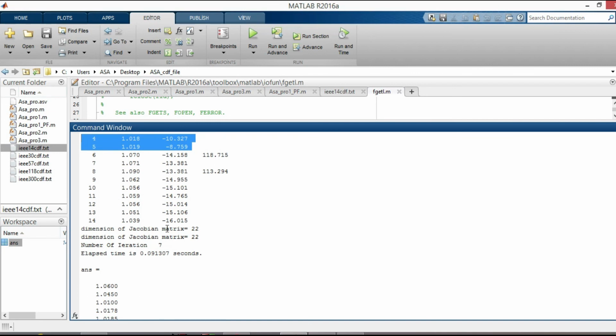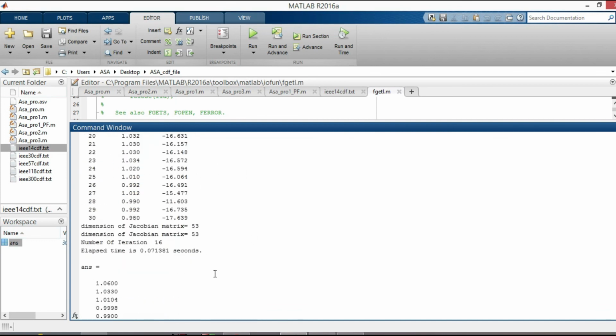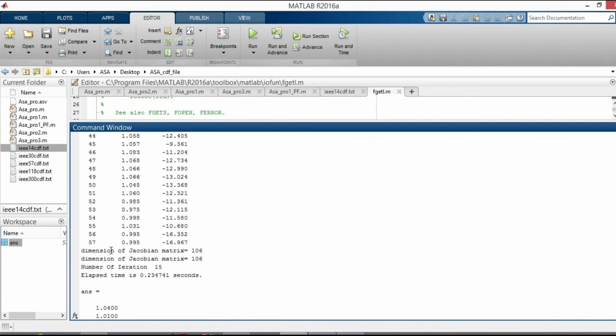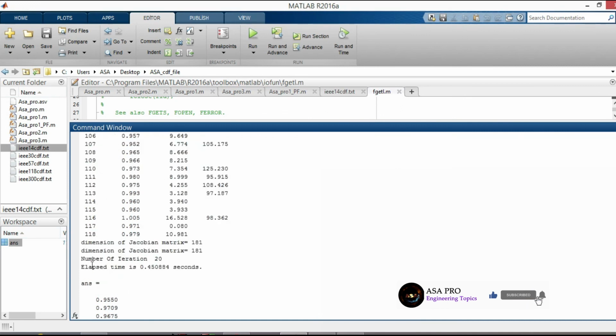Here you can see the dimensions of the Jacobian matrix, which is 22 by 22, the number of iterations, that is 7, and also the elapsed time t equal to 0.0209 seconds. If we call the IEEE 30 bus system, the number of iterations increases as well as the elapsed time. As the number of buses increases, the number of iterations and elapsed time increase as well, because a large amount of data will be calculated to converge the system.